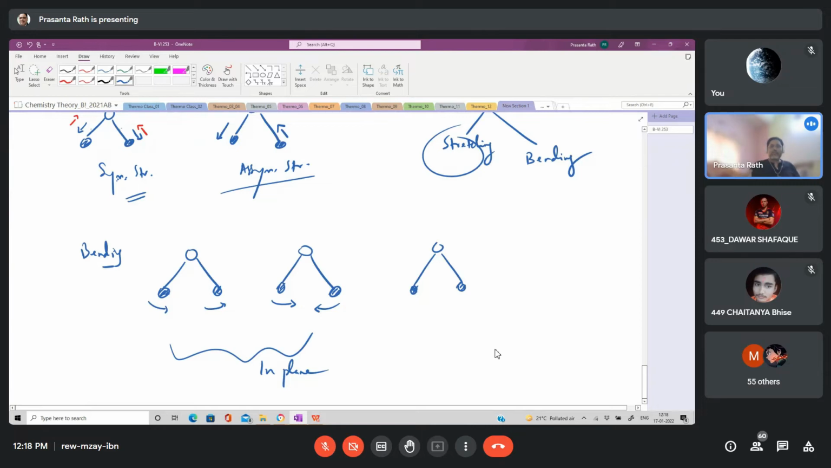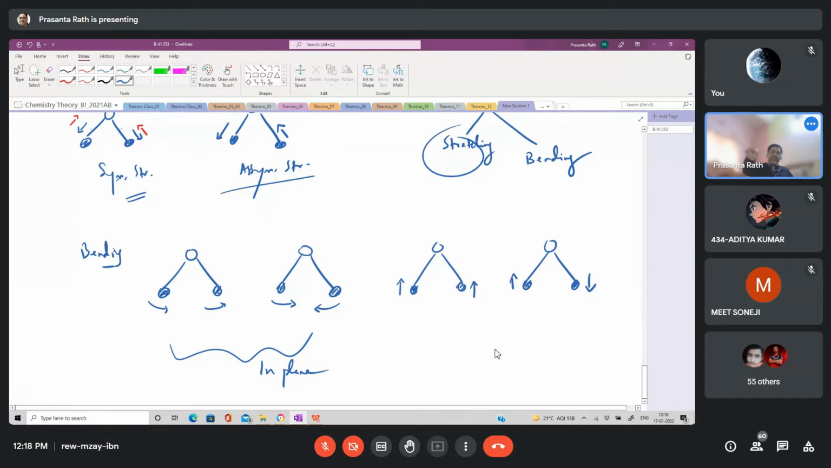Cannot I do like this? Both the atoms I will take up from the plane, then down, up, down, up, down. Do you understand what I'm saying? Yes, sir. Another type of motion you can see: one up, the other down. You see, like this.